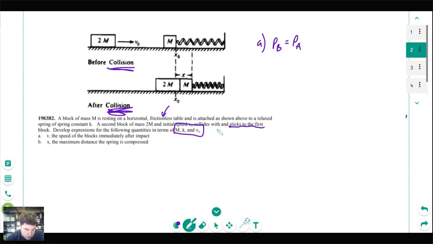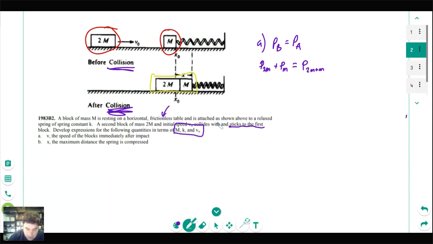Now, for the collision, we have 2 different objects that we care about. We care about the 2m block, and we care about the m block. After the collision, however, those 2 blocks are now stuck together, so they would be 1 object. So we're looking at 2 objects before the collision and 1 object afterwards. So the momentum of the 2m block plus the momentum of the m block must be equal to the momentum of the 2m plus m blocks, sticking them together because now they're joined.